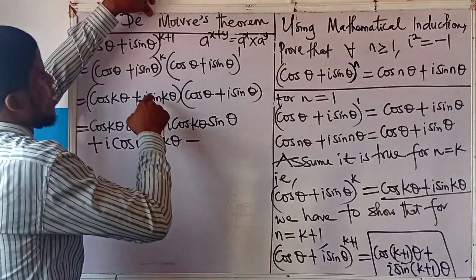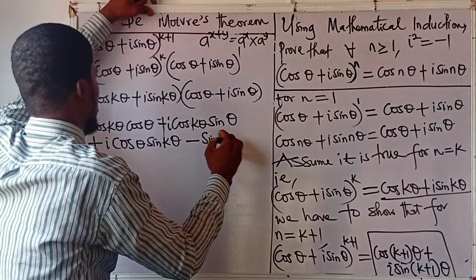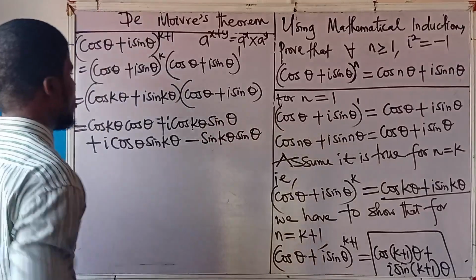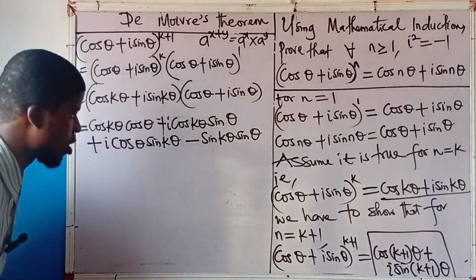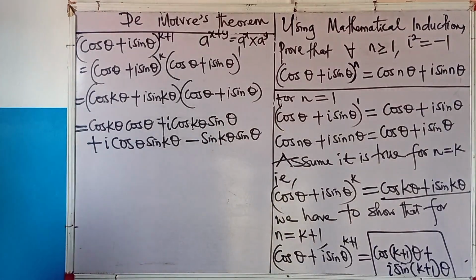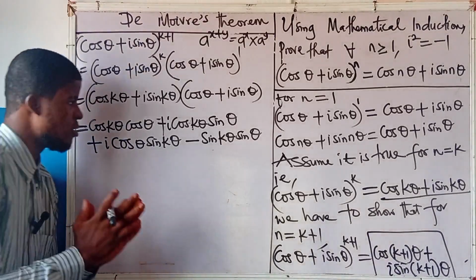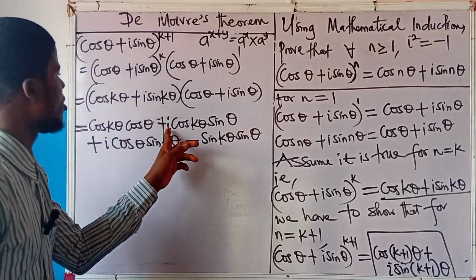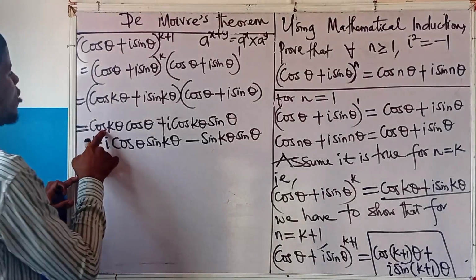Sin k theta, sin theta. So let me write sin k theta, sin theta. Good. Okay, see what I want to do. I can see that trigonometry will play a very good role here in this solution. So let me group like terms together. This term contains I, this term contains I. Let me group them. This one does not contain I.